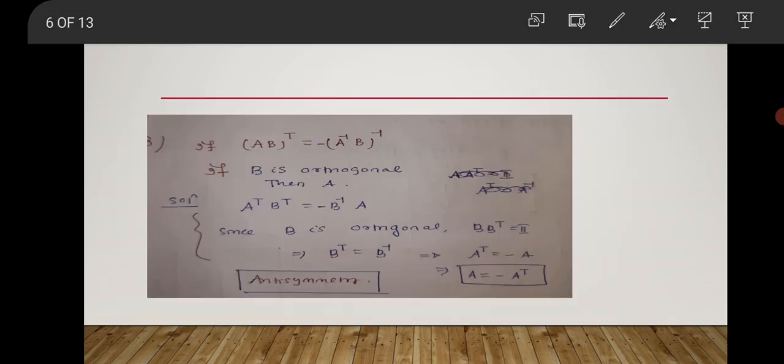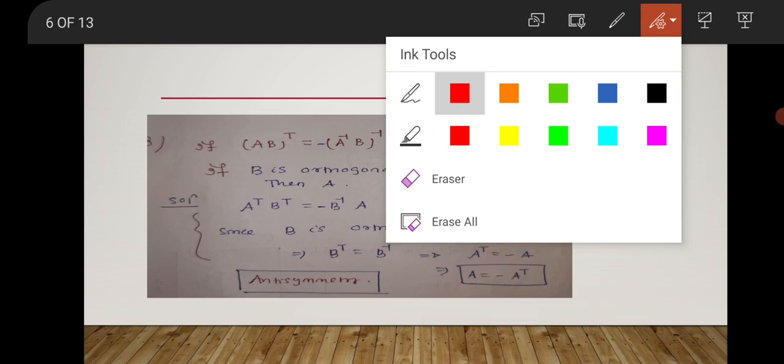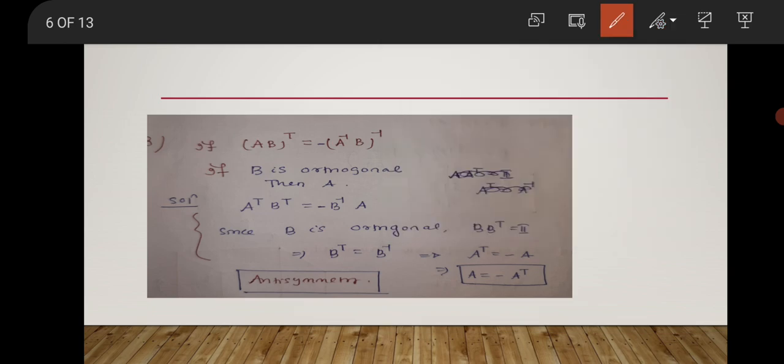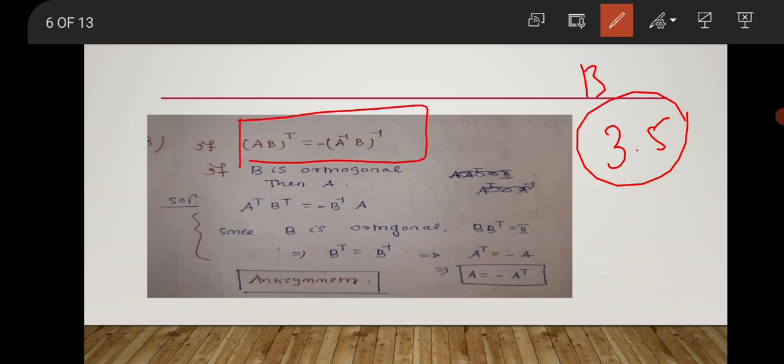This is a very nice question from the mathematical point of view, and this question is for the 3.5 mark. Okay, part B question. So the question was like (AB) transpose is equal to minus of A inverse B to the power minus 1. So it will be A transpose into A transpose.